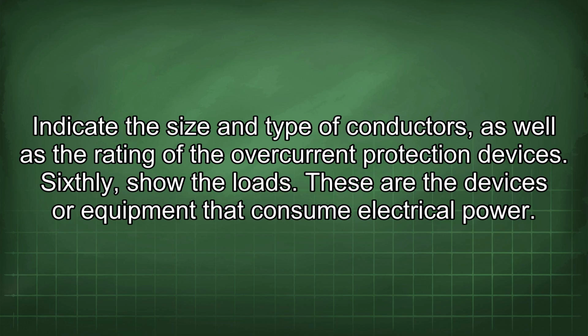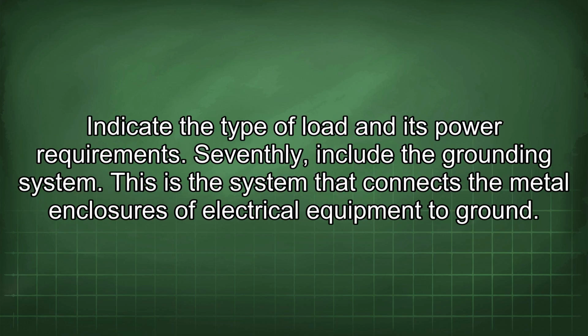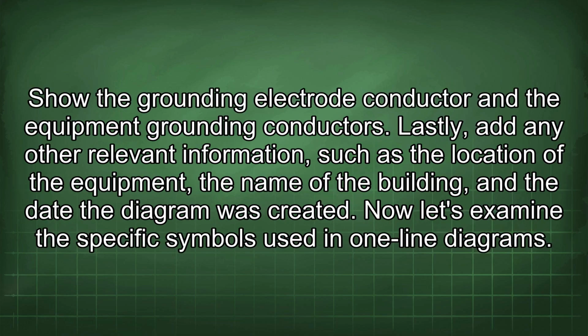Sixthly, show the loads. These are the devices or equipment that consume electrical power. Indicate the type of load and its power requirements. Seventhly, include the grounding system. This is the system that connects the metal enclosures of electrical equipment to ground. Show the grounding electrode conductor and the equipment grounding conductors. Lastly, add any other relevant information such as the location of the equipment, the name of the building, and the date the diagram was created.